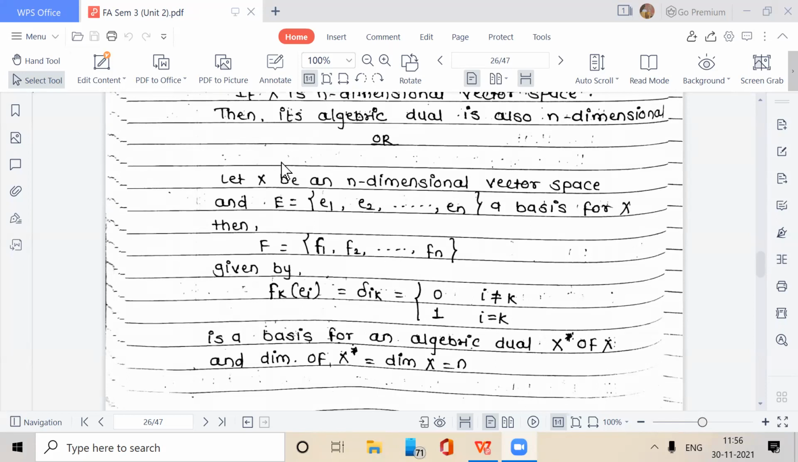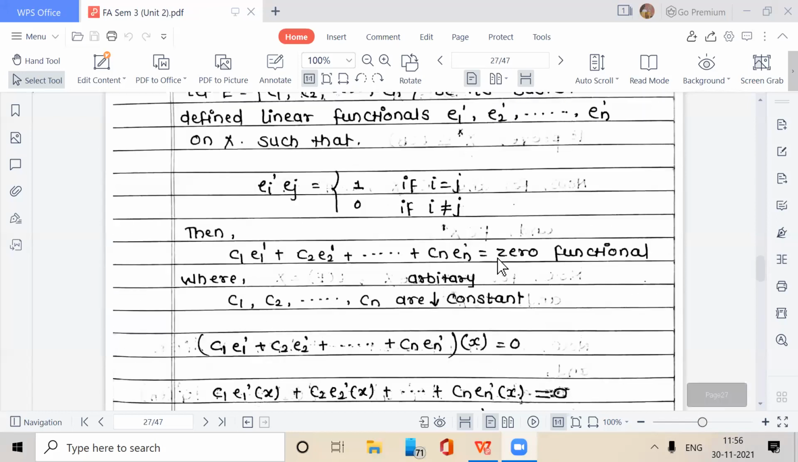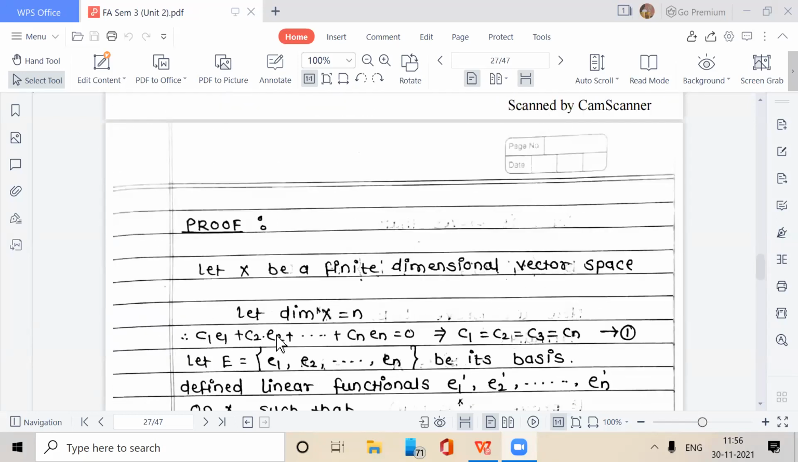Here the proof is starting. Let us see the proof. Let X be a finite dimensional vector space. Let the dimension of X be equal to small n. Let capital E equal to E1, E2 to En be a basis of capital X.